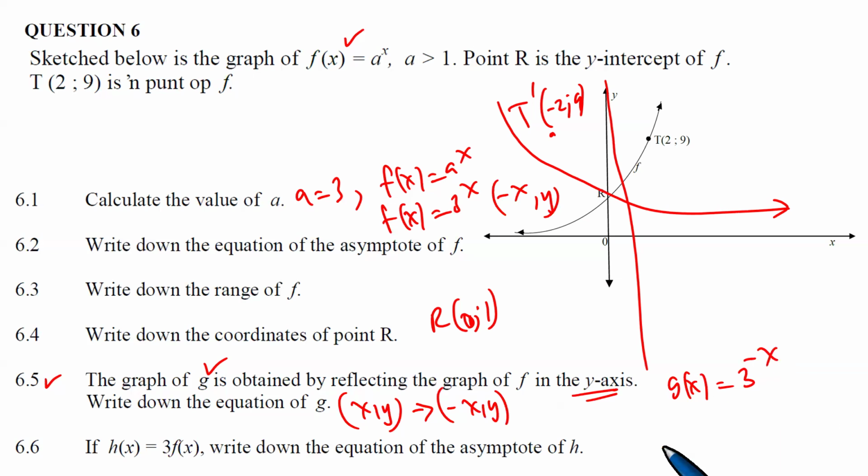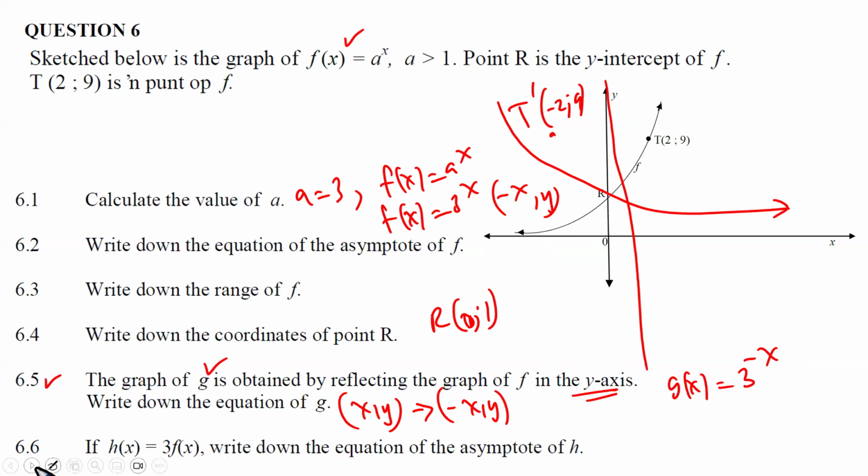That becomes the equation of g. F is 3 to the power x. This reflection in the y-axis makes the x negative, so that g is 3 to the power minus x.